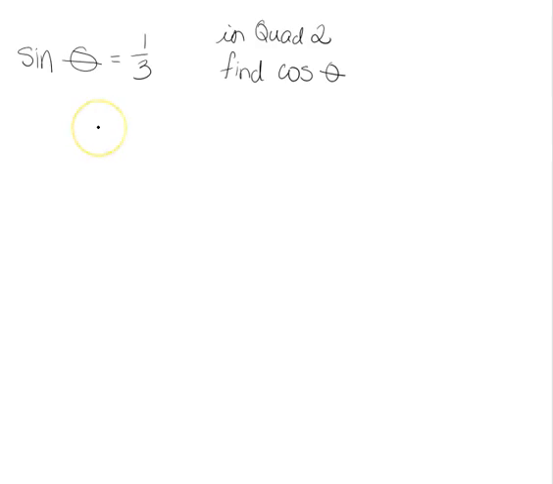Now let's do a couple of trig identity problems using reference angles, and then we'll be done. Okay, so on the bottom of page 282, example 6 tells us, let theta be an angle in quadrant 2 such that sine theta is equal to 1/3. Find the cosine of theta by using trigonometric identities. Now we know by the Pythagorean identities that sine squared theta plus cosine squared theta equals 1.